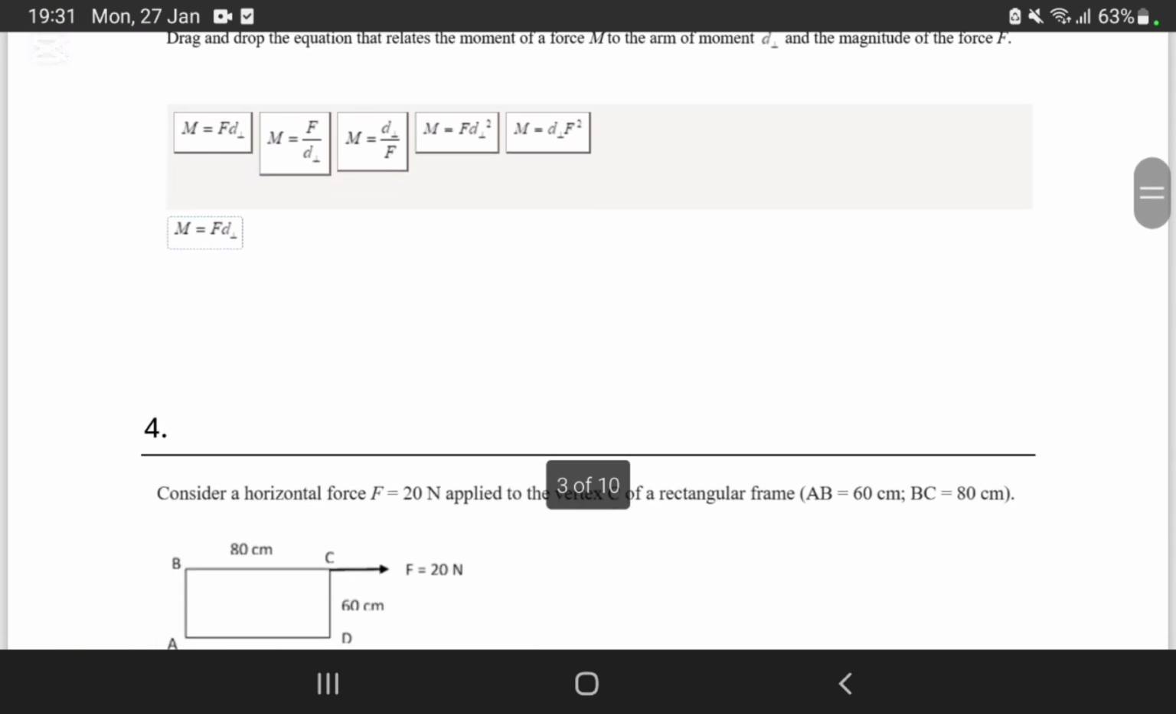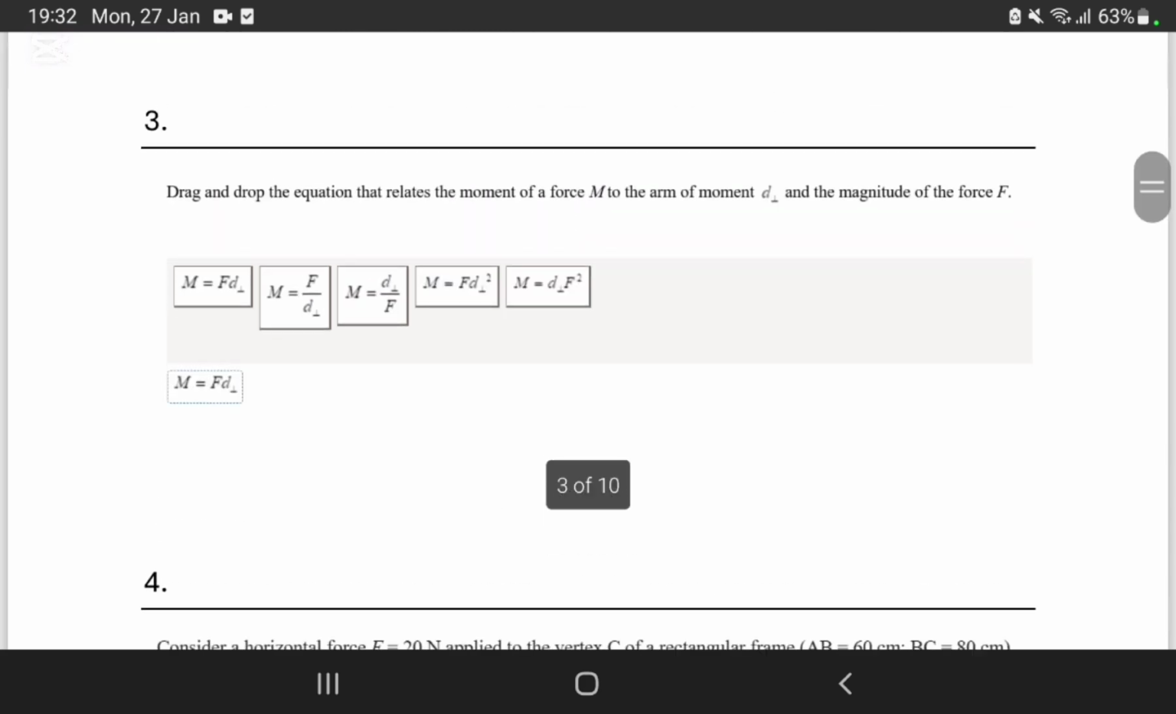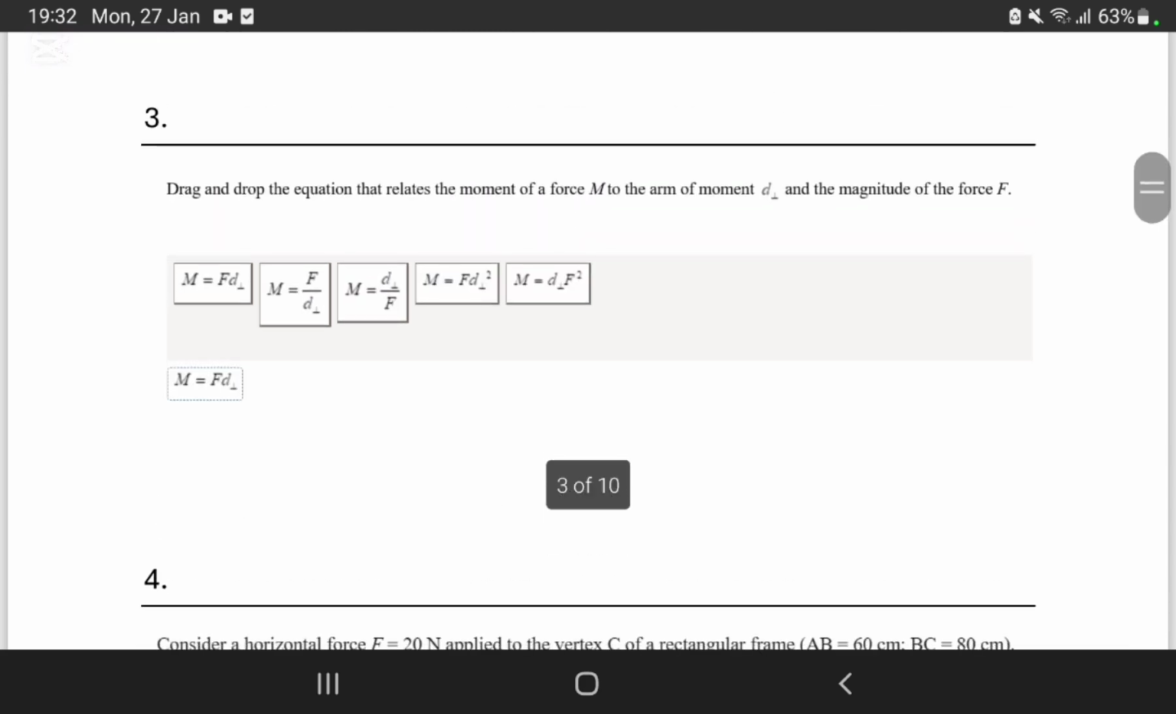Drag and drop the equation that relates the moment of a force F to the arm of moment D. For this one, we're going to have to memorize the rule: M equals F, which is the force, times the perpendicular distance from the pivot.